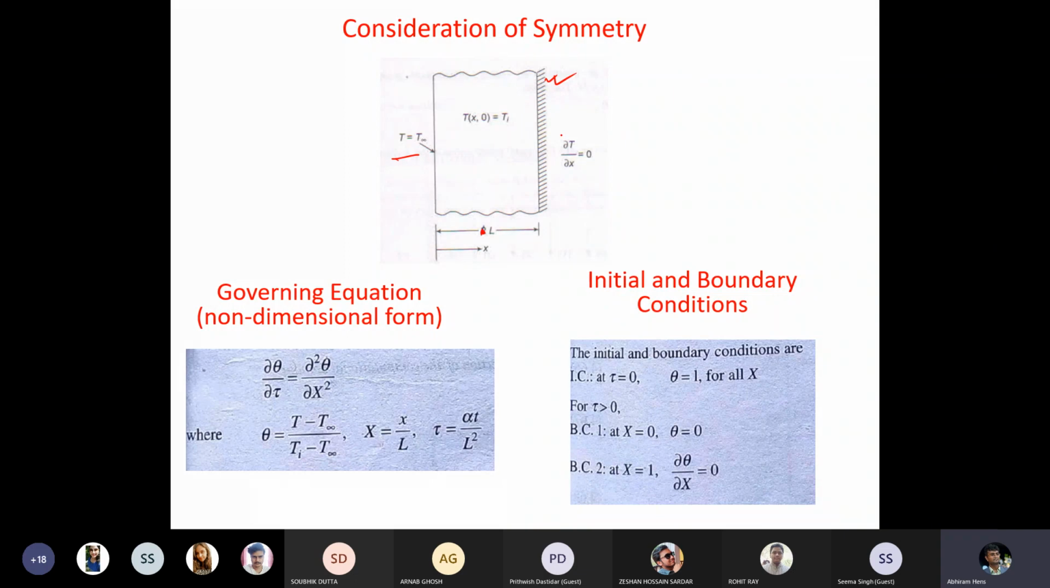Then the CFD steps. You remember the first step is finding out the geometry and symmetry, etc.